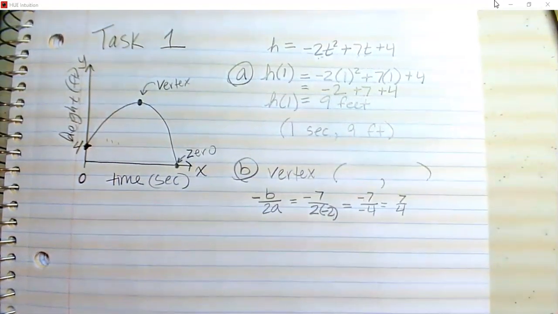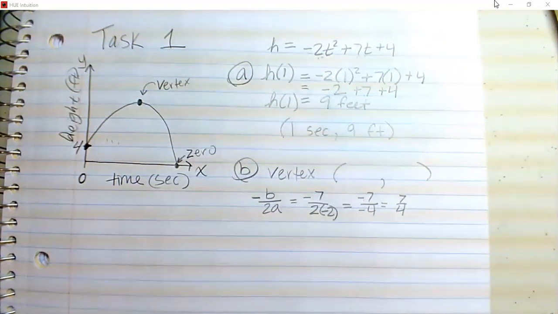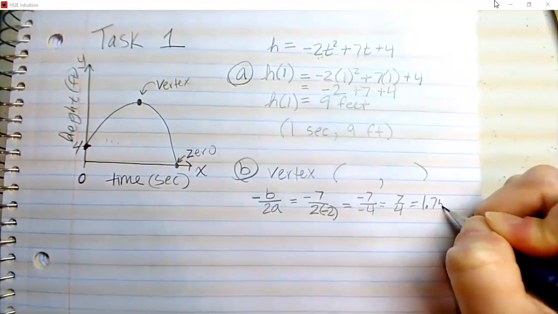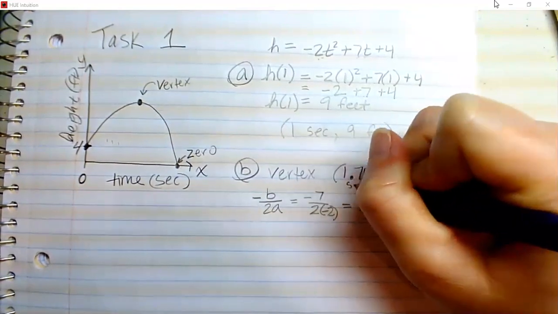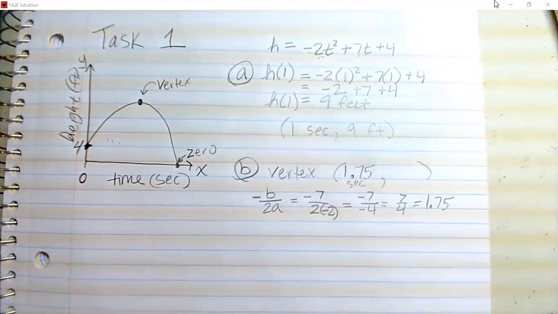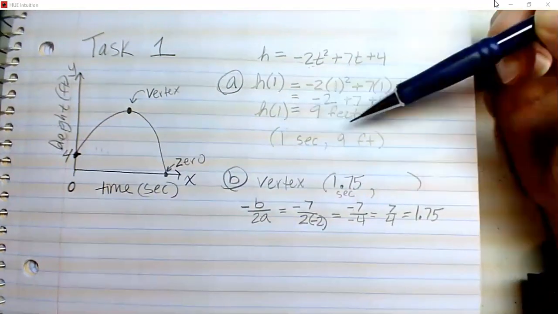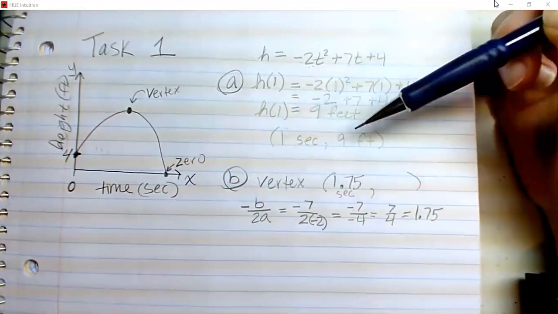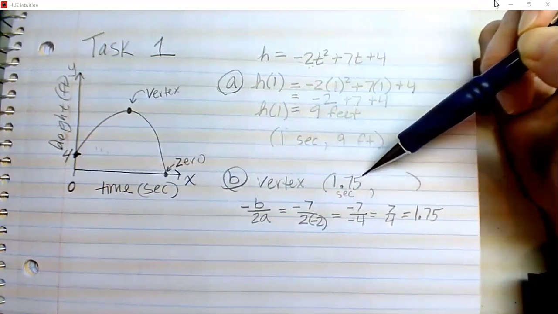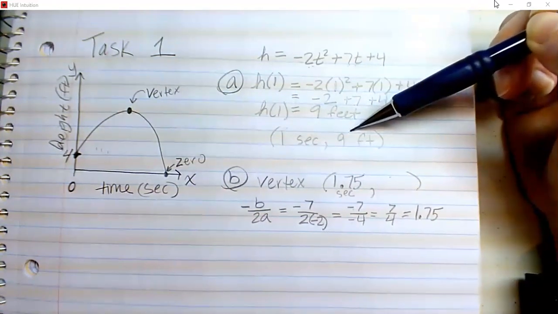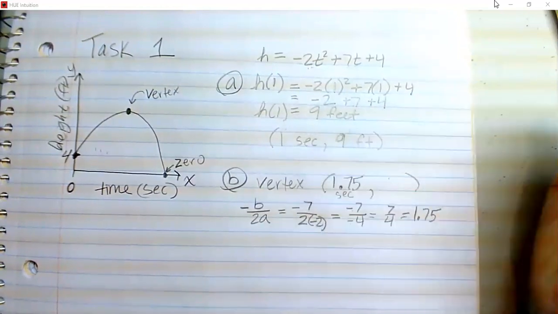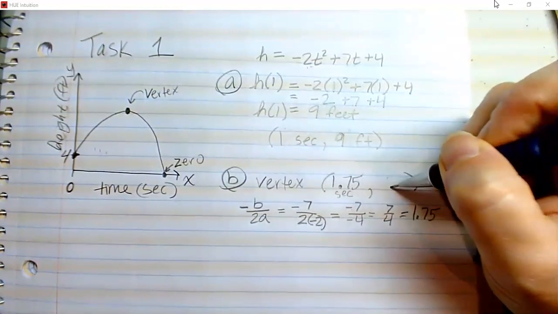You can leave it as 7/4. If you want to change it into a decimal, that's fine as well. 7 divided by 4 is 1.75. So that means at a time of 1.75 seconds, the toy is going to reach its maximum height. Now we already figured out at 1 second that toy was 9 feet off the ground, so 9 is not the max height. It's going to be something higher than 9, so we should be getting a number bigger than 9 when we plug in for the vertex, okay?